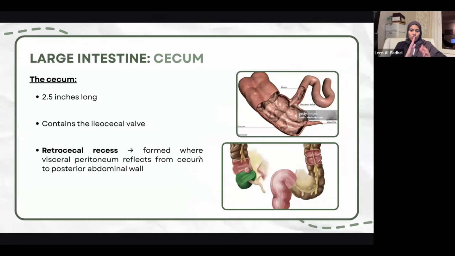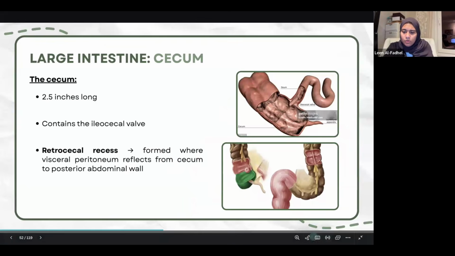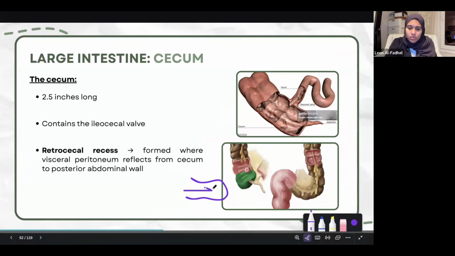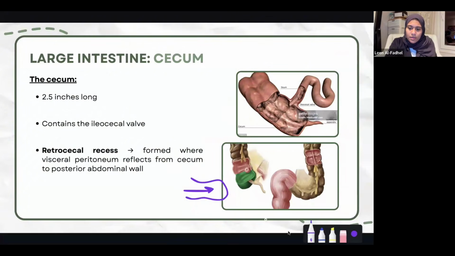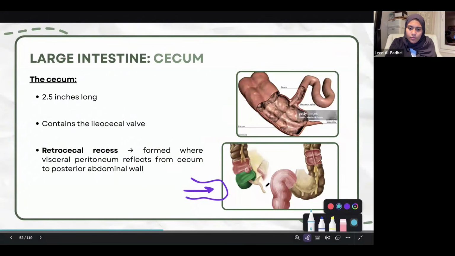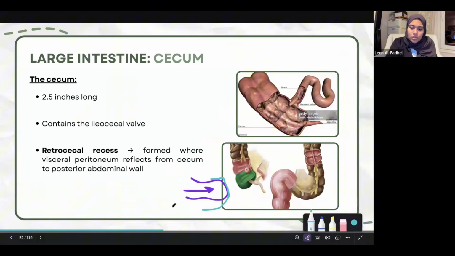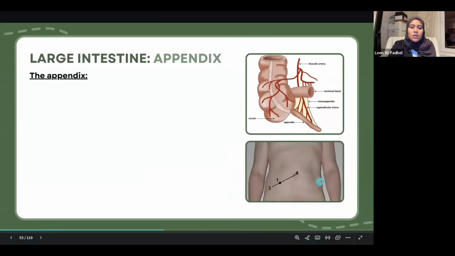The visceral peritoneum will reflect from the cecum to the anterior abdominal wall, and to the posterior abdominal wall. So let's say this is the cecum, like a horizontal plane. Cecum is here, and this is the visceral peritoneum. Visceral peritoneum will reflect upon itself and attach to the posterior abdominal wall and create a recess over here. What is that recess called? Retrocecal recess, the recess behind the cecum.